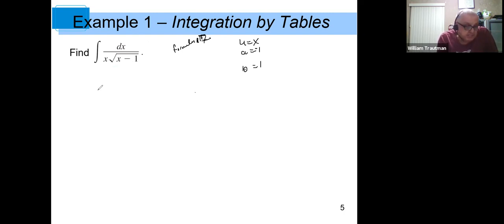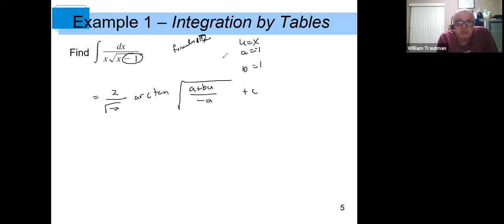If we write down the formula, this should equal 2 over the square root of negative A, arctangent, square root of A plus BU over negative A, plus C. And in this case, A is a negative. So if you look at 17, I thought A was a positive at first, but if you look at the formula, A is a negative. So we're using the bottom formula, and we're just going to plug everything in.